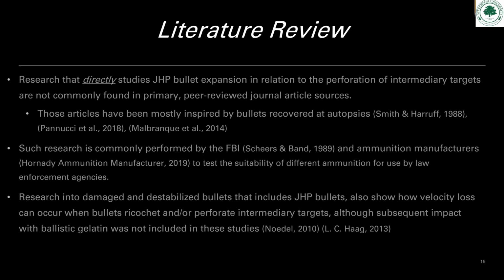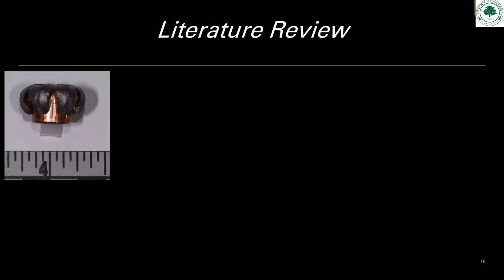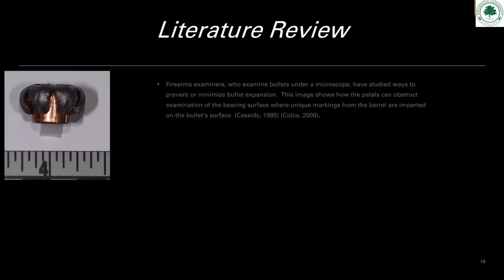There's also been a lot of research into damaged and destabilized bullets, including jacketed hollow point bullets, and shows that velocity loss can occur, but they didn't really have subsequent impact into ballistic gelatin to study expansion from that point, which is what we're doing here in this study.